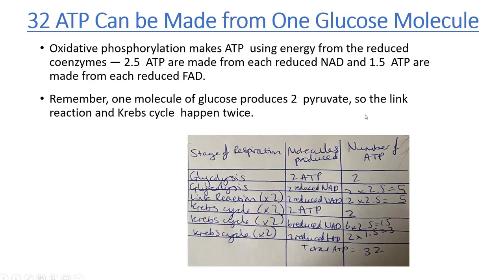So here is a table to show just how many ATP are formed from one glucose in respiration. So there's 32 ATP molecules. So in glycolysis you get a net of 2 ATP. You also get 2 reduced NAD produced. In the link reaction you get 2 reduced NAD. The Krebs cycle you get 2 ATP, 6 reduced NAD and 2 reduced FAD. So in total you get 32 molecules of ATP per glucose.